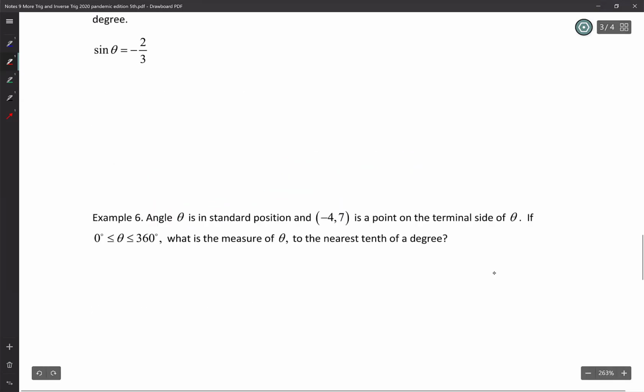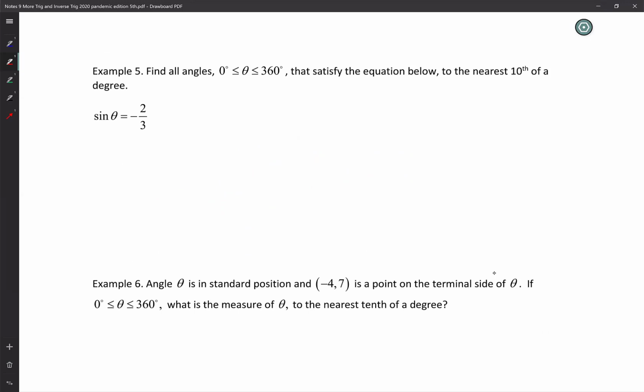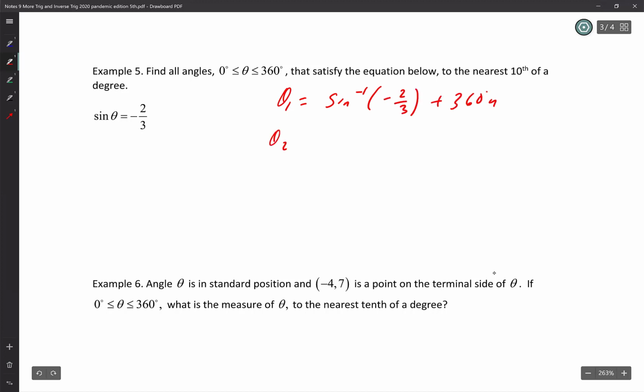All right, here we go. This one here. Sine theta equals negative 2/3. Yes, you can do it with the reference angle. I'm just going to go theta 1 equals arc sine of negative 2/3 plus 360n. Theta 2 equals 180 minus arc sine of negative 2/3 plus 360n. And I'm gonna get them all.